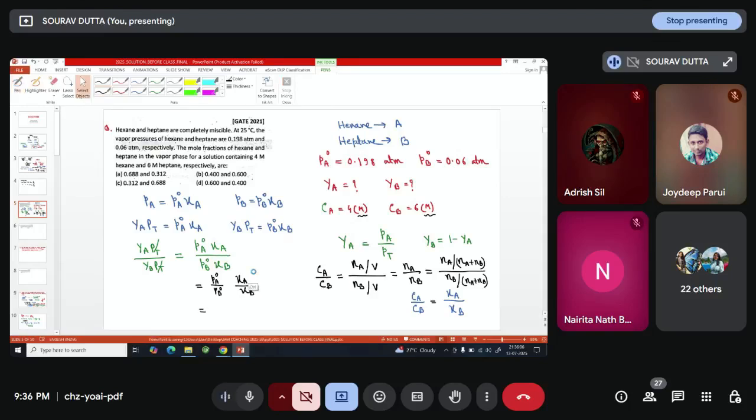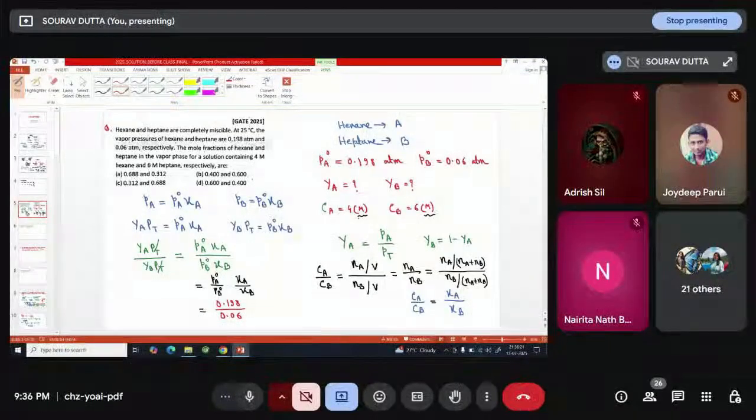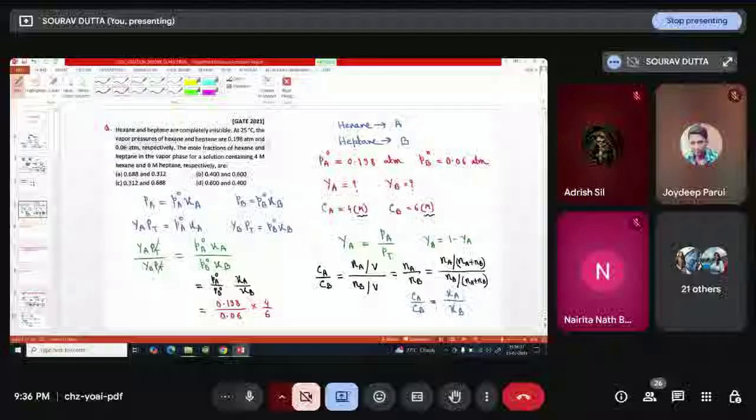Okay, PA naught you know is 0.198, PB naught you know is 0.06, and XA by XB is basically the molar concentration ratio. So 4 by 6. So if you calculate this, you will get the corresponding value.